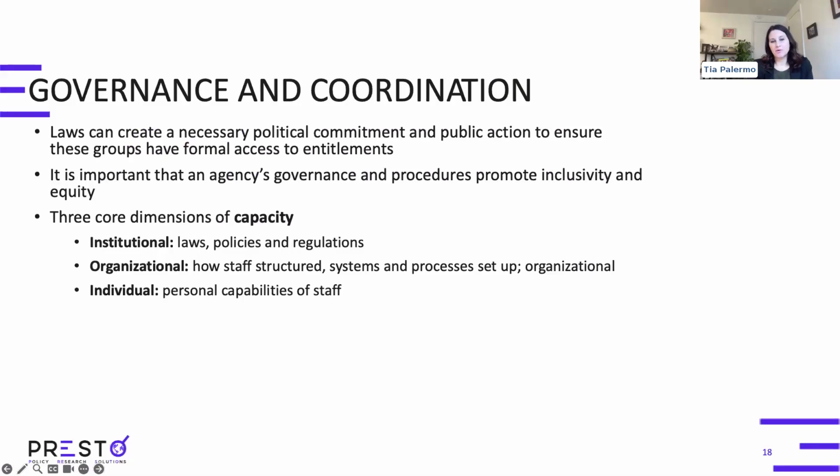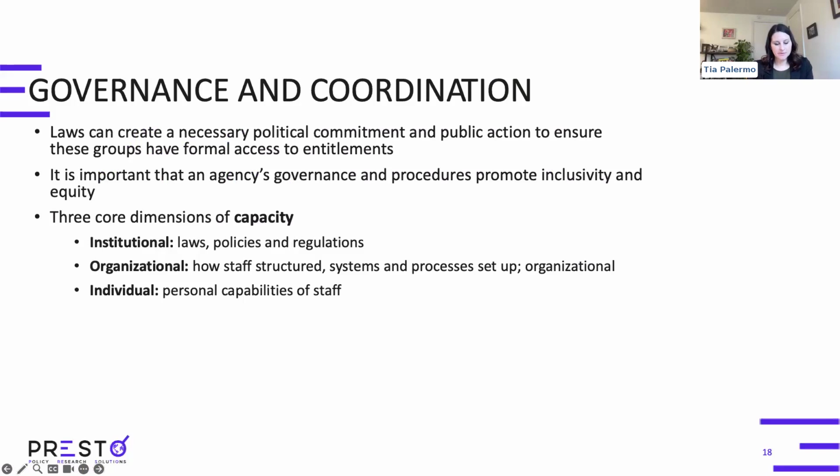Laws under governance and coordination can be a necessary political commitment and public action to ensure that groups have formal access to entitlements. When programs are not grounded in a legal framework, this creates a significant uncertainty for programs and beneficiaries, as they can be canceled at any time and beneficiaries lack legal recourse to claim their entitlements. It's important that agencies' governance and procedures promote inclusivity and equity.